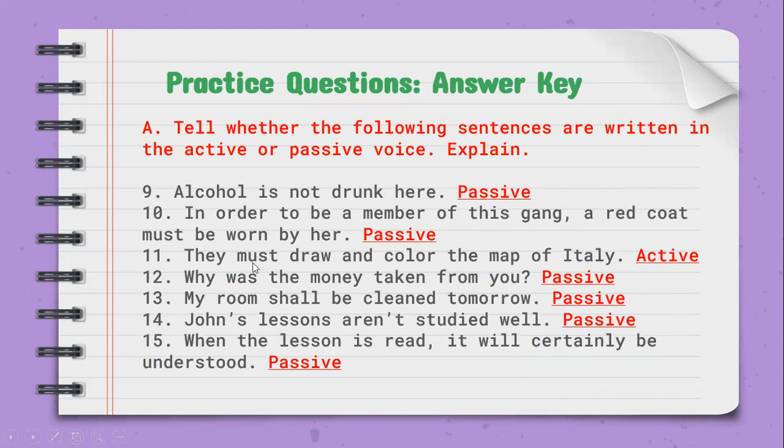Let's look at this one. They must draw and color the map of Italy. We didn't say the map of Italy must be drawn by someone. No, we have the subject at the beginning, so the focus is on the subject. Must draw, and not must be drawn. So we do not have must plus verb to be plus the past participle of draw. So clearly it's active voice.